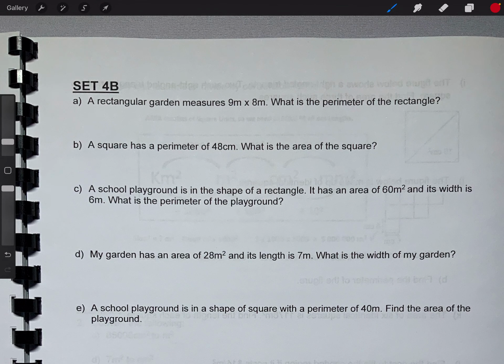On question 15, we're doing set 4B. A rectangular garden measures 9 meters by 8 meters. What is the perimeter of this rectangle? Easy peasy. Here's how we do it.